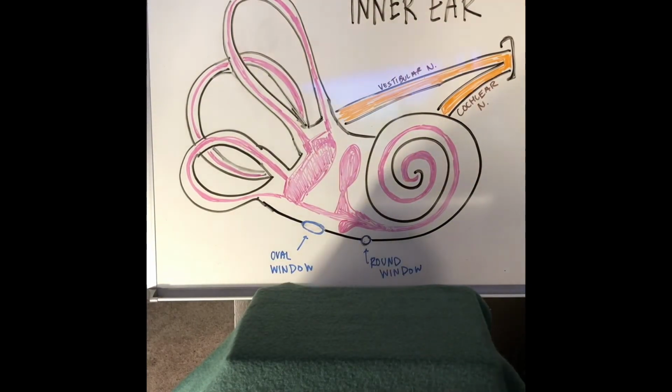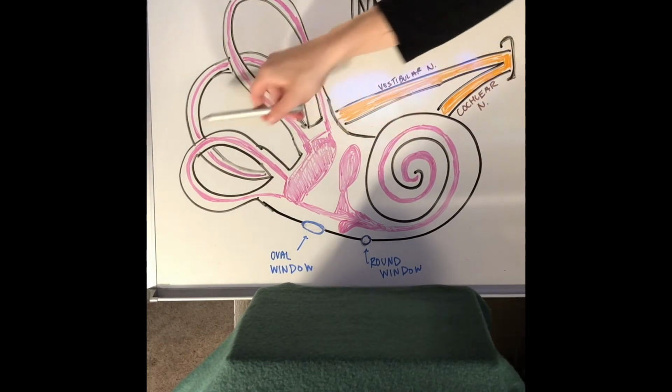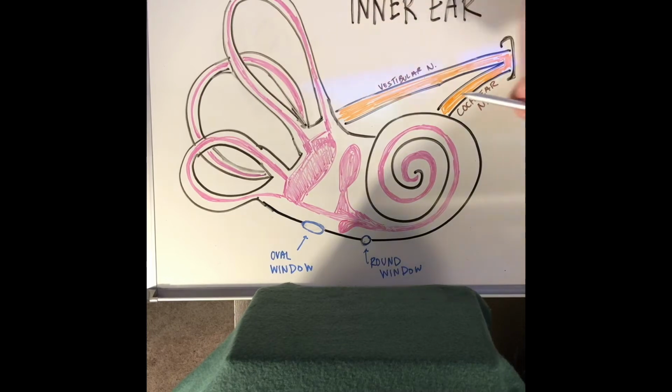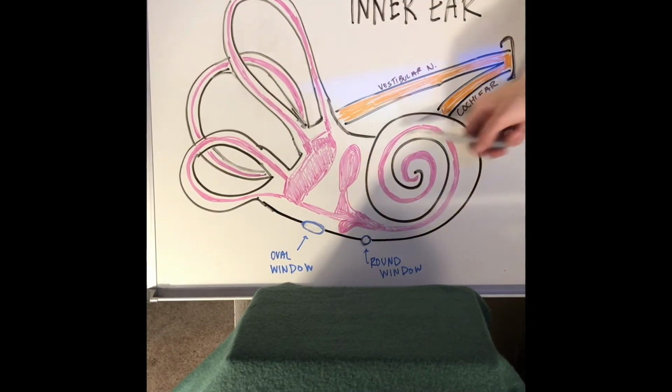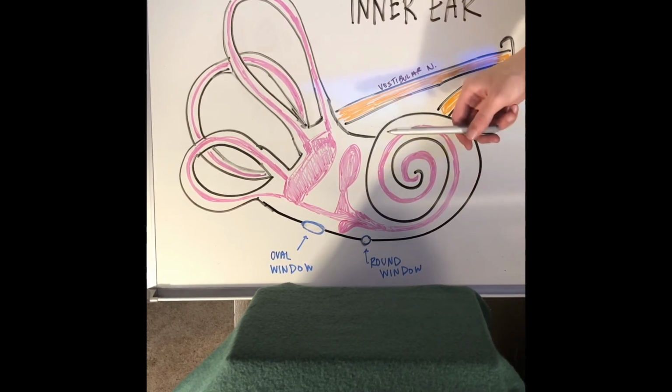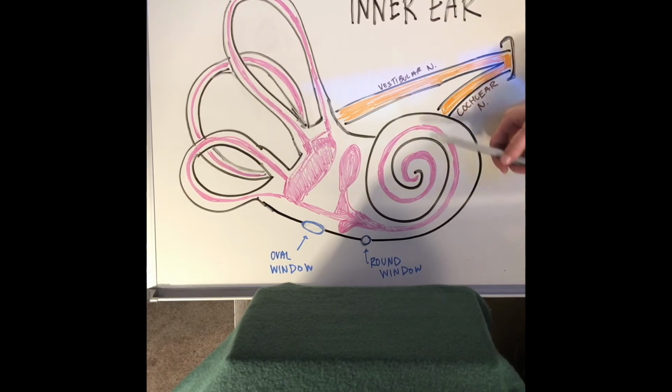So the inner ear is composed of a bony labyrinth in black with a membranous labyrinth in pink within that. So the oval window is stimulated by the stapes, which will create a pressure fluid wave in the cochlea, which will stimulate hair cells to transmit that mechanical sound into an electrical signal via the cochlear branch of the vestibulocochlear nerve. That pressure will then be released by the round window.